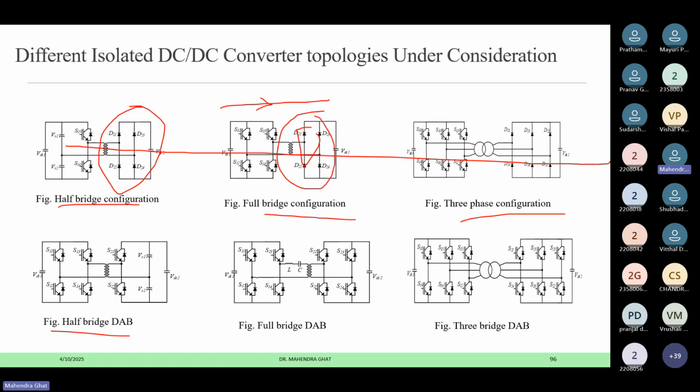These are some bidirectional converters which use switches on the output side as well. As the switches are there, they can conduct in the reverse direction also, and you will get bidirectional operation. So these are the half bridge DAB, dual active bridge, full bridge DAB, and three phase DAB, dual active bridge. Clear? Yes, sir.